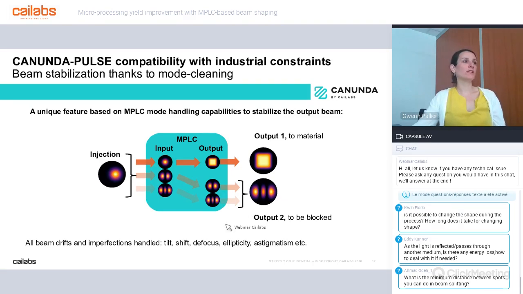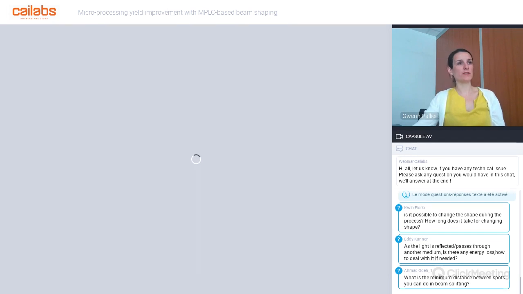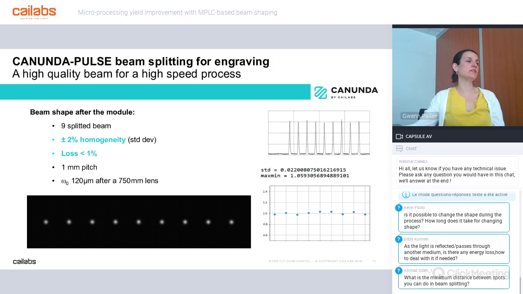An important point to say is that this is a simple example with a shift, but it's actually enabling handling of very complex instabilities like defocus, ellipticity, or astigmatism. I'm more or less now at the end of my presentation. I just want to show the quality of the intensity profile itself, so I will be pretty quick on that.